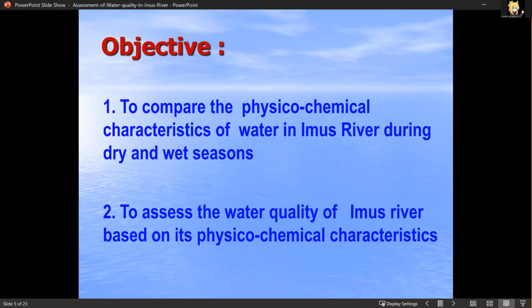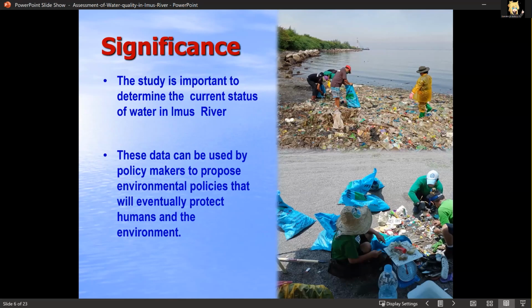Our objective for this study is to compare the physicochemical characteristics of water in Imus River during the dry and wet seasons, and to assess the water quality of Imus River based on its physicochemical characteristics. Basically, this study is important to determine the current status of the water in Imus River, and this data can be used by policymakers to propose environmental policies that will eventually protect humans and the environment.